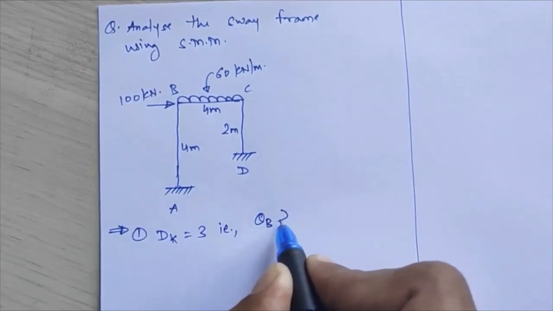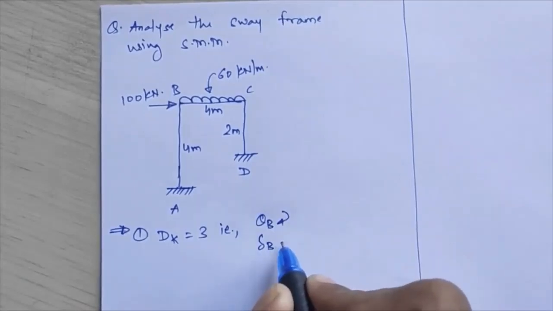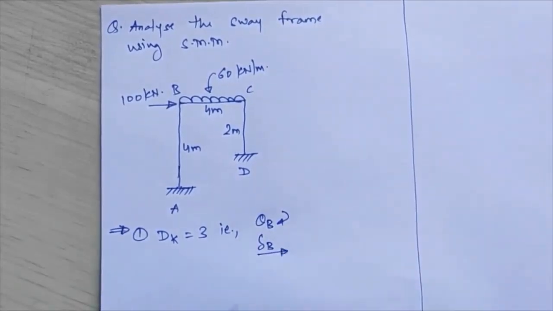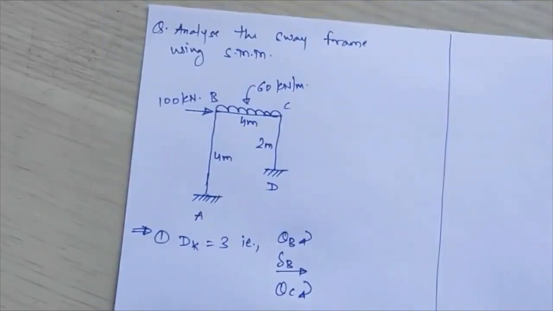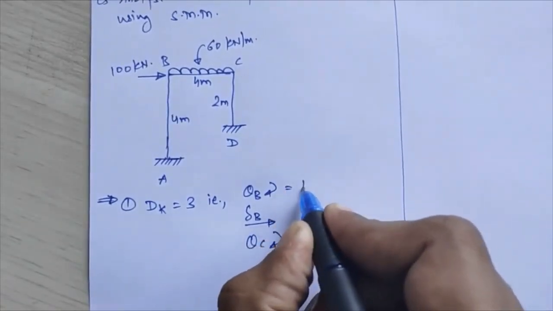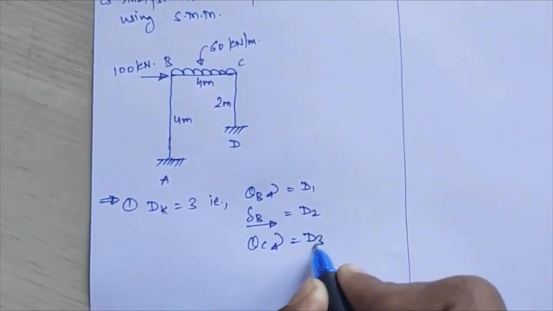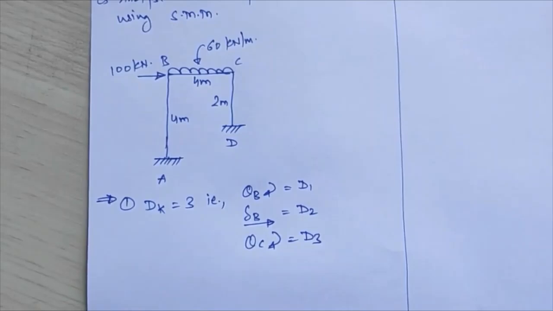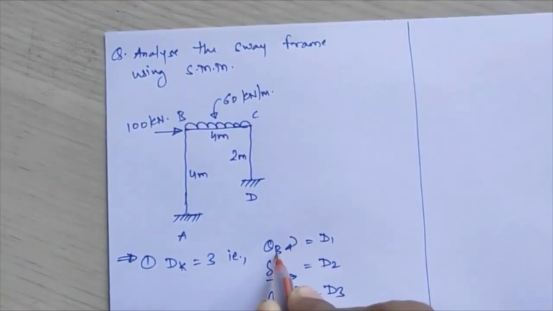The first is theta B, which I'll assume as clockwise rotation. Second is delta B, which I assume towards the rightward side, and the third is theta C, again assumed in the clockwise direction. Suppose I assume these as D1, D2, and D3. So I'll mark the coordinates: coordinate number 1, coordinate number 2, and coordinate number 3. My first coordinate is the rotation at point B.